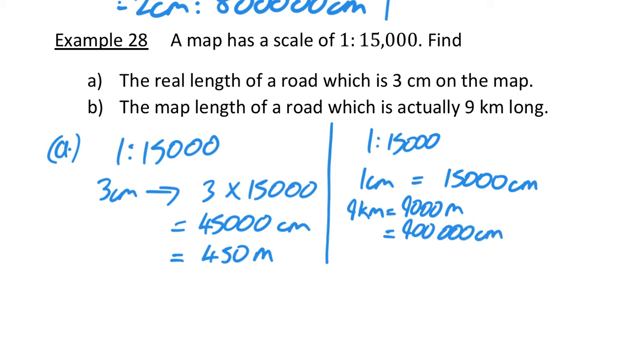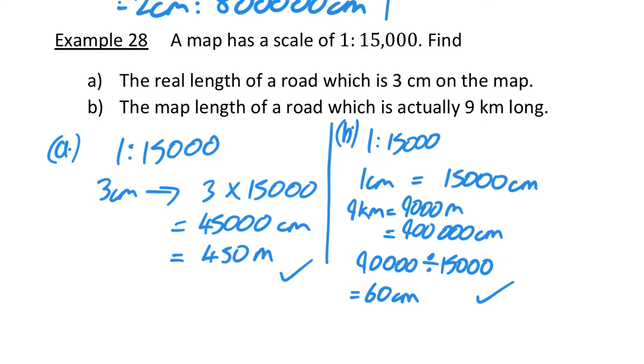So we're going from, this is part B obviously, the actual length back to the map. So this time, instead of multiplying by 15,000, we're going to divide by 15,000. So we're going to do that, divided by the 15,000, which gives us 60 centimeters. So there we have it. So 3 centimeters on the map represented 450 meters, and 9 kilometers in real life was represented by 60 centimeters on the map.